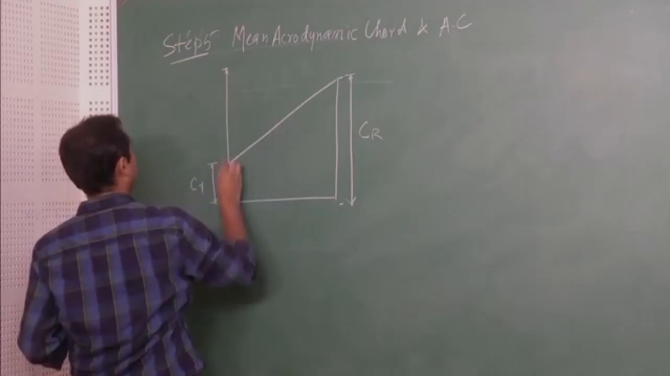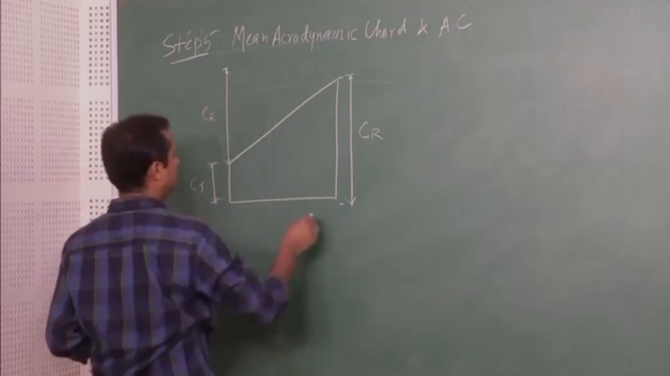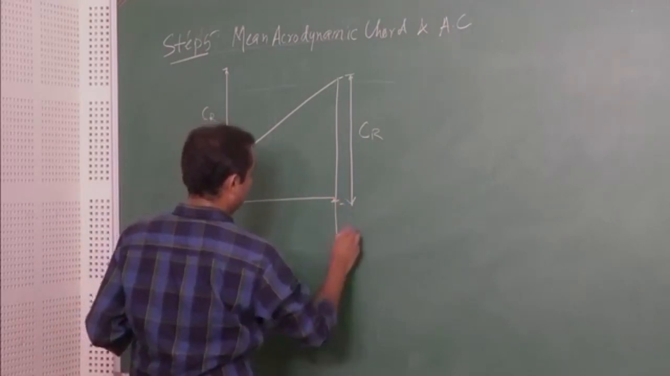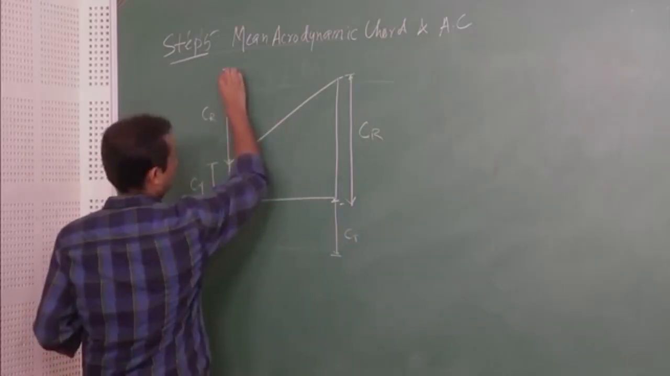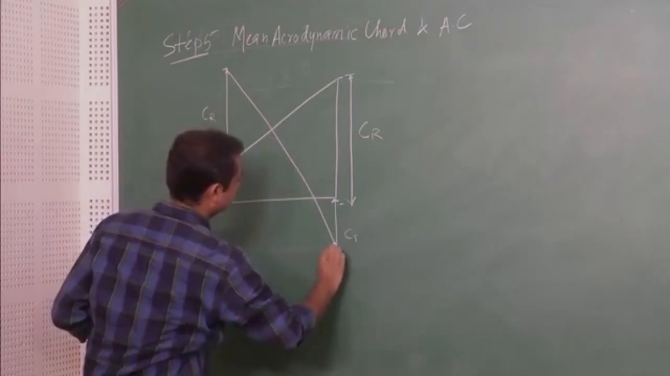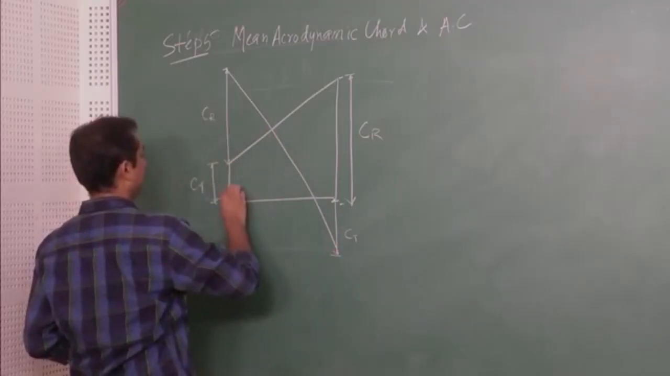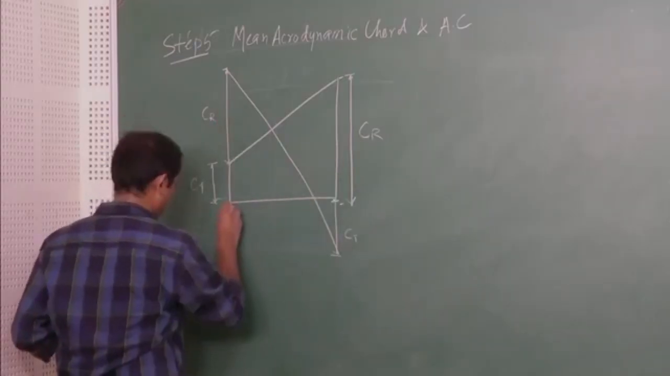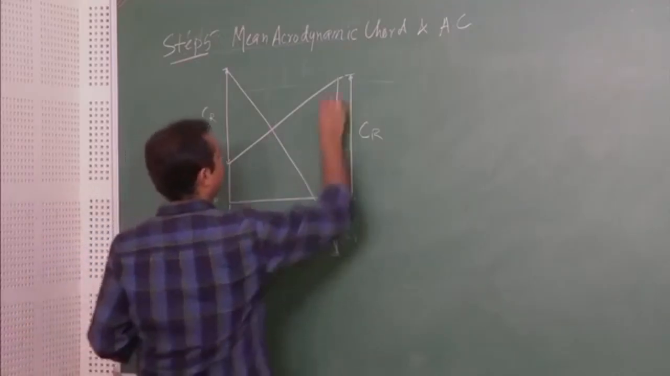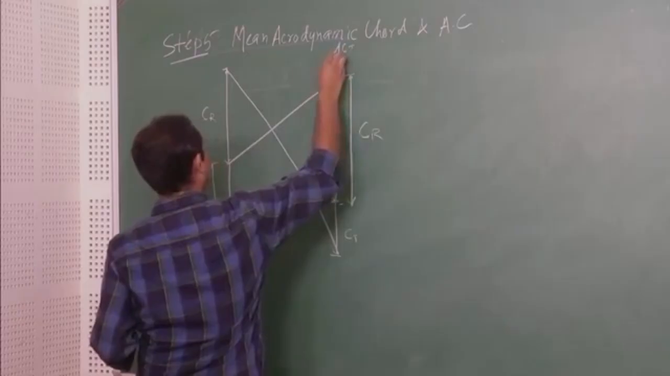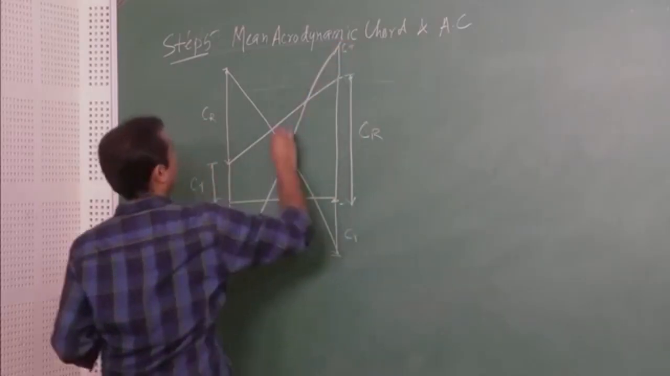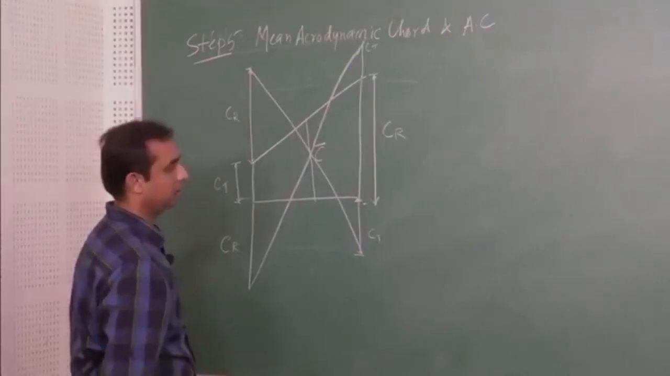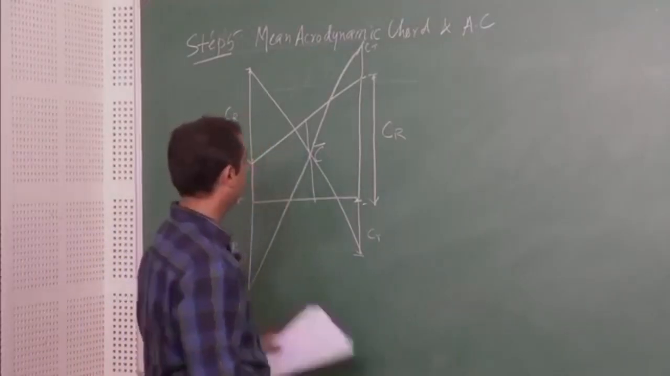Join this length on the tip side. Similarly, measure this length and extend this length on the root chord. Join these two points, and either join this center to this center, or you can extend this line here also. This will be your CR. This will be your CT, and join these two lines. This will be your mean aerodynamic chord.